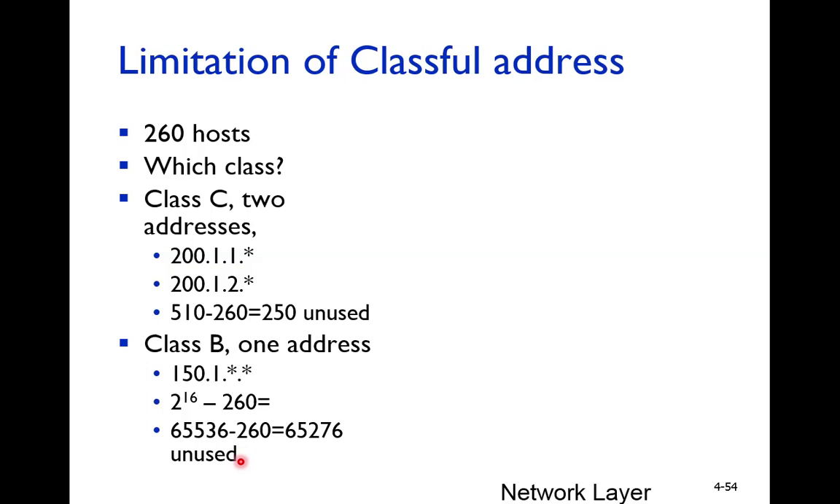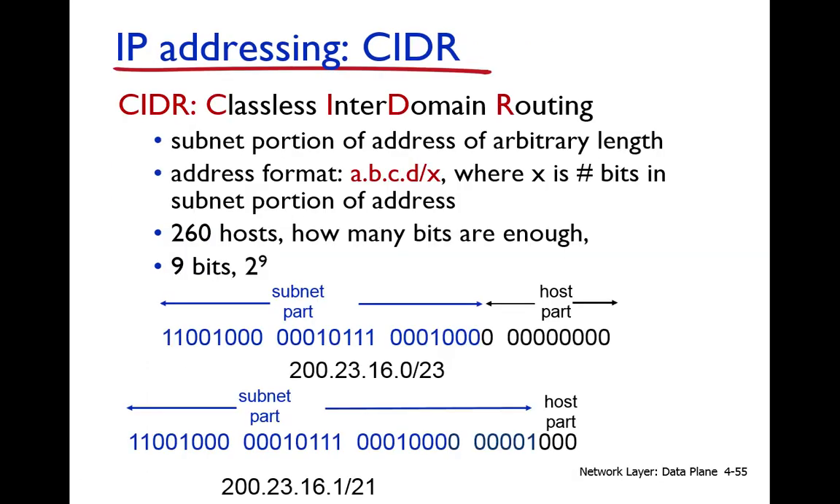That's why in classful addressing we have this wastage. This limitation is addressed by another type of IP addressing scheme. We call it CIDR. CIDR means classless addresses. Classless addresses mean that now we don't have 1 byte, 2 bytes or 3 bytes for the network part. Instead, we ask how many bits are needed for host. For 260 hosts, how many bits are enough to represent 260? 9 bits are enough.